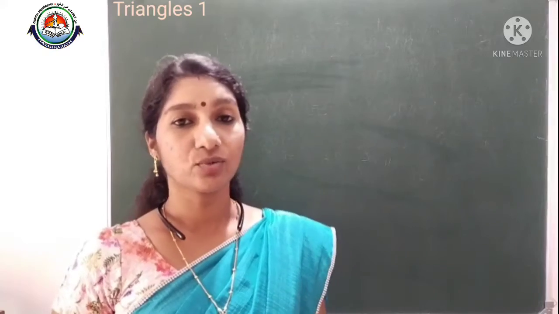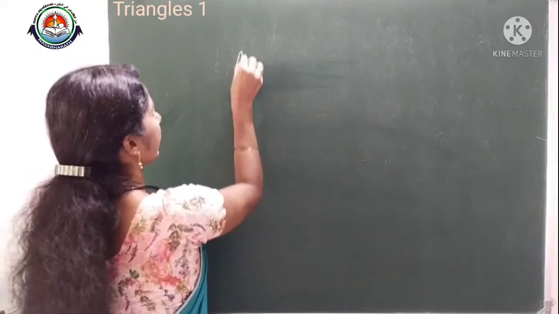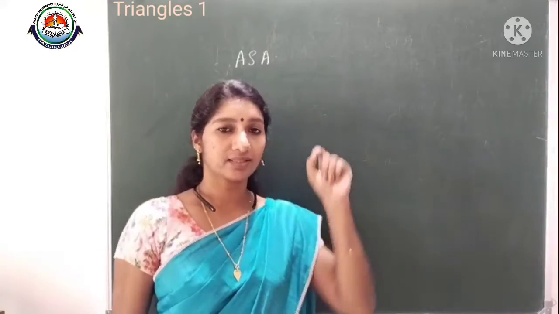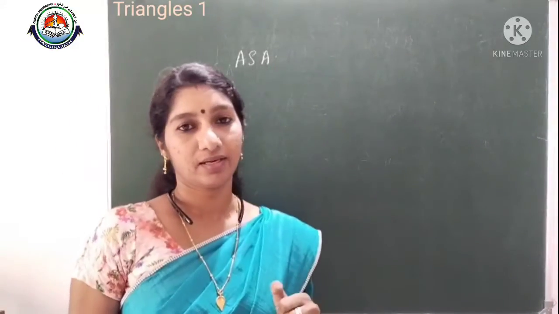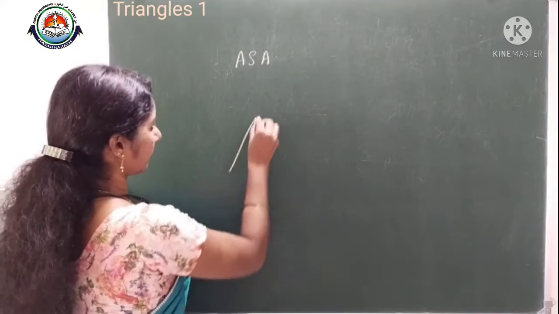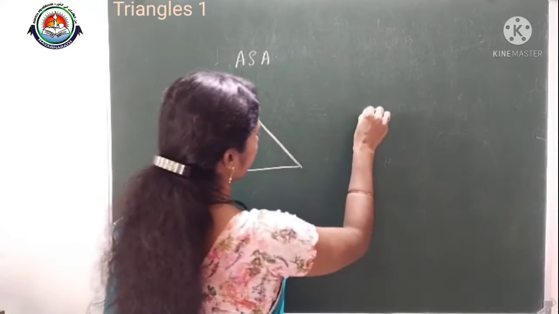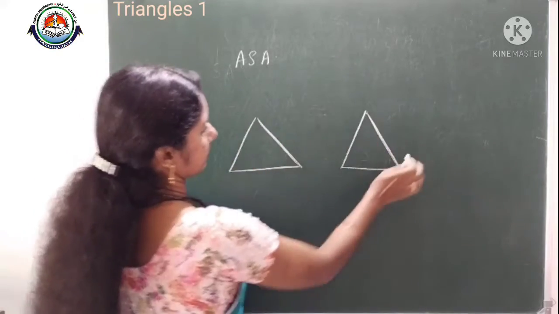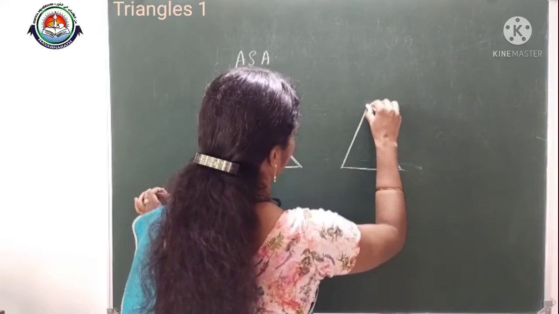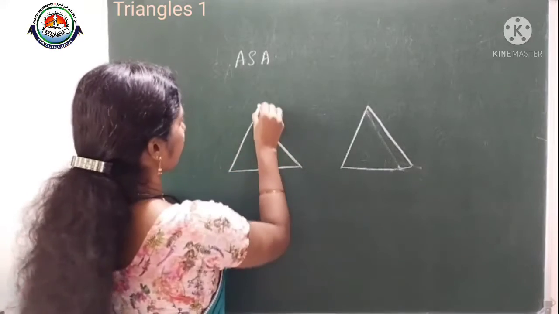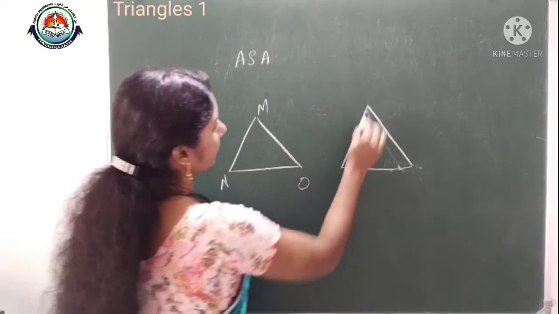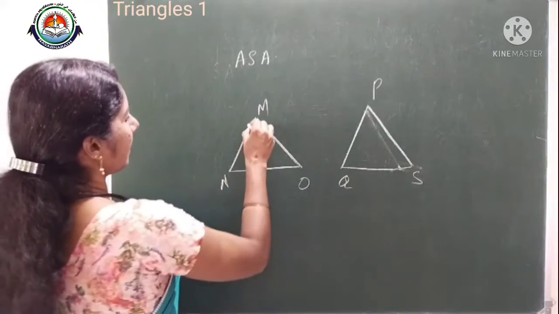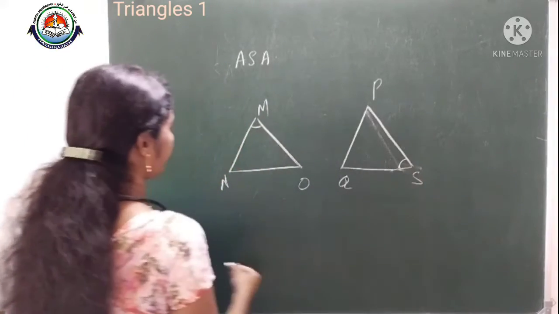Okay. Then the next criterion is the ASA criterion. Its name itself gives the meaning: two angles and one side are given. So we have two triangles, MNO and PQS. Angle M is equal to angle S.